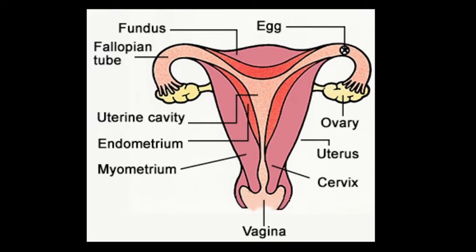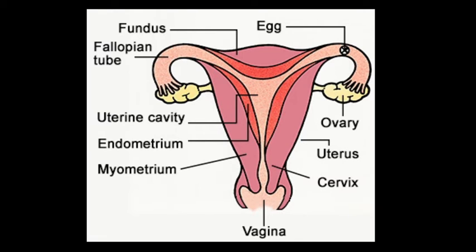You must have seen the shape of a pear, it is a little like that. It is attached to the pelvic wall by ligaments. Okay, and in the uterus the embryo develops into the fetus. The uterus opens into the vagina through a narrow cervix part.